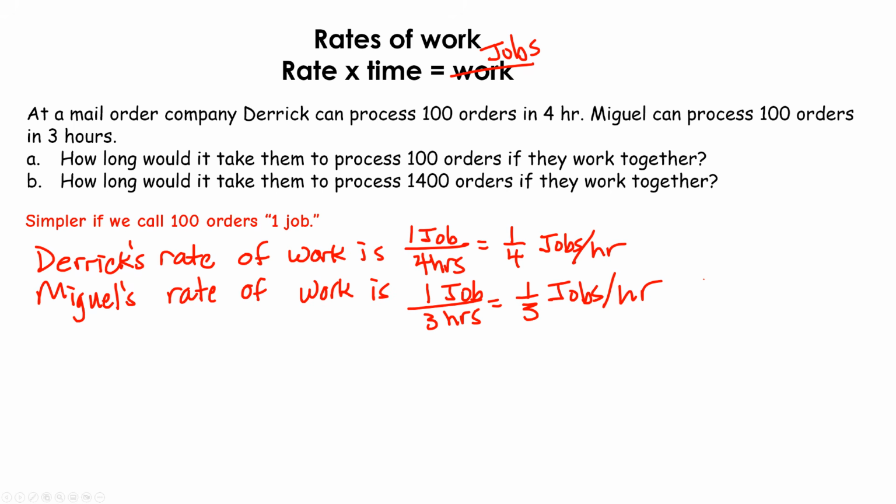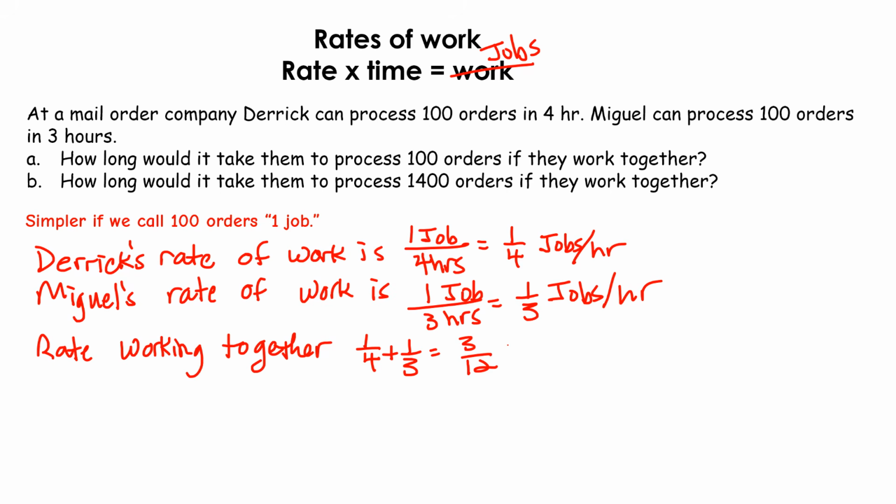So I've got their rates, and the question is, part A, how long would it take them to process 100 orders if they work together? If they work together, we can add their rates. So the rate working together is 1/4 jobs per hour plus 1/3 jobs per hour, which is 3/12 plus 4/12, which is 7/12 jobs per hour. So that's their rate working together.